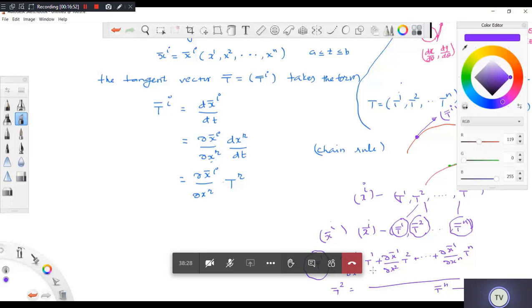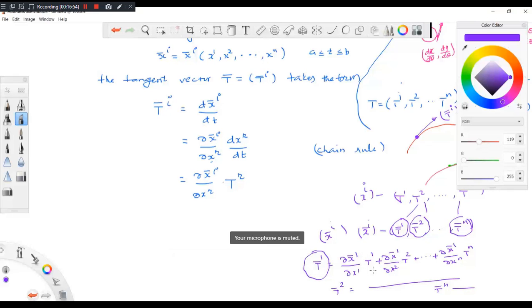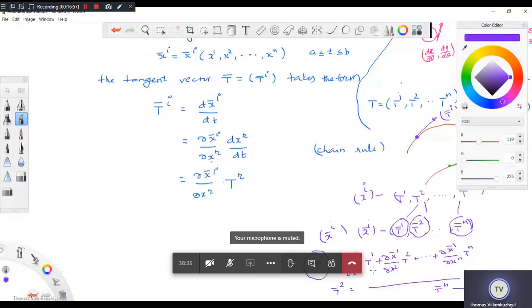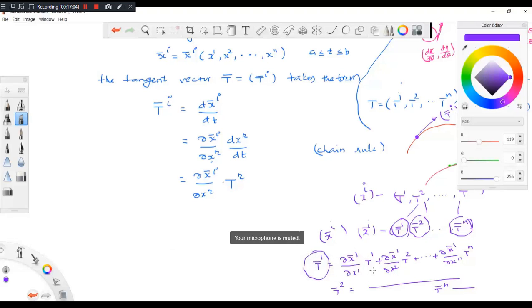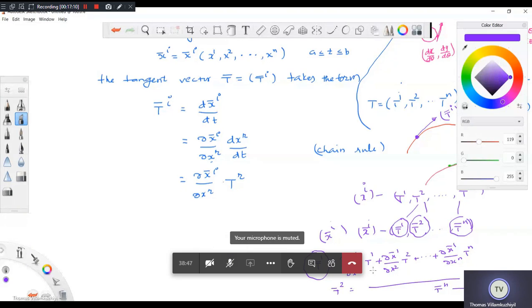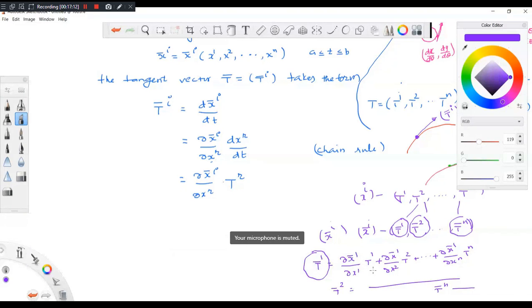So what is the quantity here? The quantity here is the vector. It is something like a vector like this, and I am looking at the components of this vector. What is this vector? It's a tangent vector. Anyway, you take it as a vector, and by our definition, this is a tangent vector.